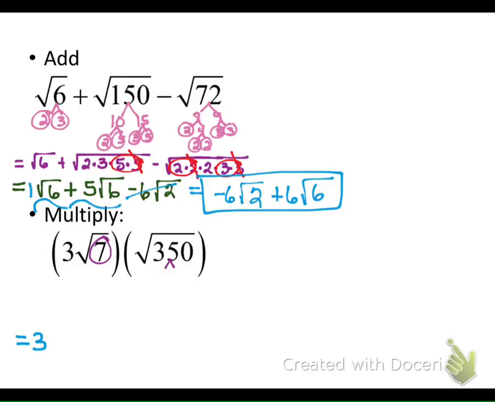Yes. Okay, what can I multiply it by? 14 times 25. And then for 14? 7 times 2. And for 25? 5 times 5.